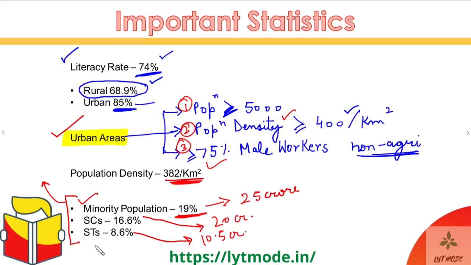Okay, and which state has the highest number of ST population, or the scheduled tribe population? It is Madhya Pradesh. Which state has the highest scheduled caste population? Any guess, guys? UP, Uttar Pradesh. Okay, but interestingly, if you ask which state has the highest percentage of SC or the scheduled caste population, then the answer will be Punjab.